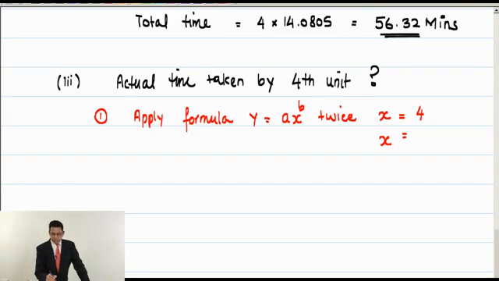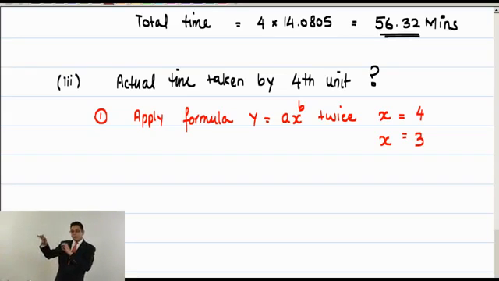What was the previous unit? Before 4 units, how many units were produced? 4 minus 1, or previous from 4, will be 3 units. So we always apply this like this, once taking x as the total number of units, like 4, and then 1 previous unit, which is 4 minus 1, 3. If the examiner says cumulative units or x equals 100, and what will be the time to produce the 100th unit, all you need to do is in the first formula use x equals 100 and in the second formula x equals 99. So always look at the previous unit.